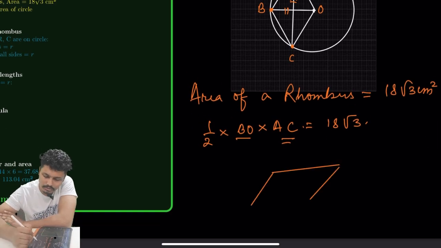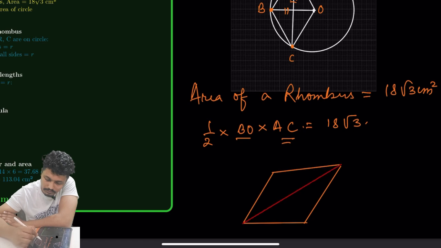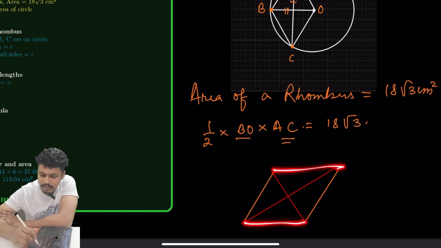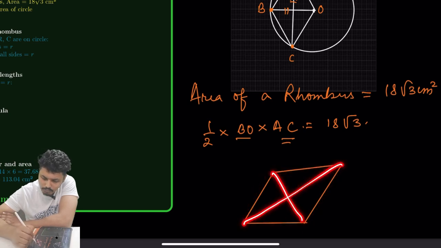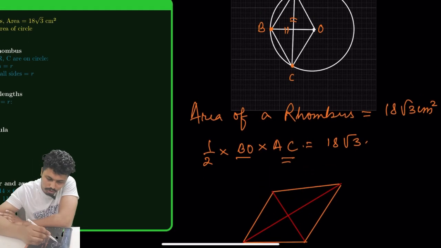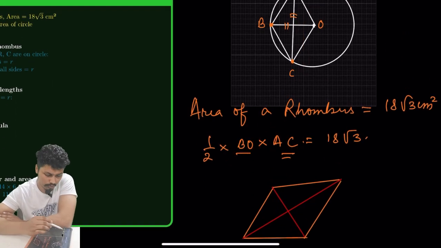Let's say this is a rhombus. A rhombus basically means all the sides are equal. If this is a rhombus, all the sides are equal. That means one diagonal will be bigger than the other, right? This one is long, this one is short. Similarly here, BO is the shorter one and AC is the longer one. So half into BO into AC is the formula, right?